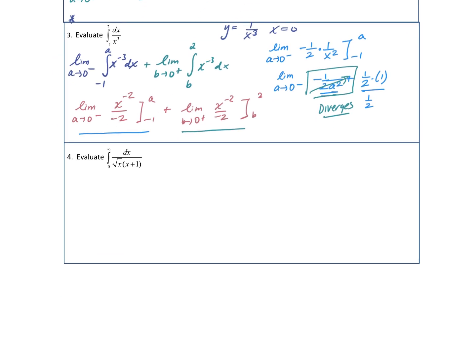Okay, for number 4, we have a double improper integral. For this one, we have both cases. We have the vertical asymptote here, and then we have the infinity there. So what you want to do here is set up 2 integrals. So we're going to go from 0 to some value, and then some value to infinity. I chose 1, so I'm going to go from 0 to 1, and then 1 to infinity.